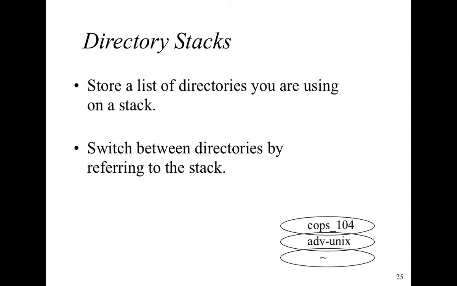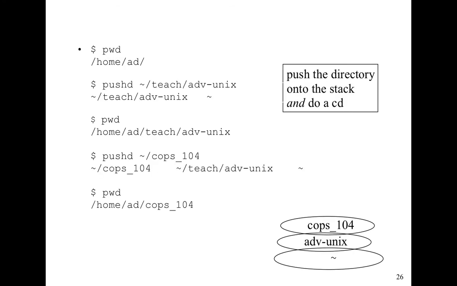Directory stacks. This is an interesting part. You can store the list of directories you're using on a stack and then go back up and down. We saw this before when we were traversing directories, so this is a little bit of review. Switch between directories by referring to the stack. So we have the home directory, we have the advanced Unix directory, and we have the cops_104 directory. If we say pwd, we get our directory path.